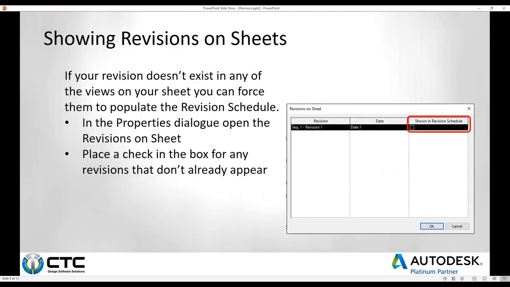Now we're going to talk about showing those revisions on your sheets. So if your revision doesn't exist in any of the views on your sheet, you can force it. Once a revision is placed on a sheet, it's going to automatically populate the revision schedule. But if you don't have that particular revision on the sheet and you want it to show up in your title block, then open up the properties for the revision, click on Revisions on Sheet, the little Edit tab, put a checkbox in the revision you want to appear, and you're good to go.